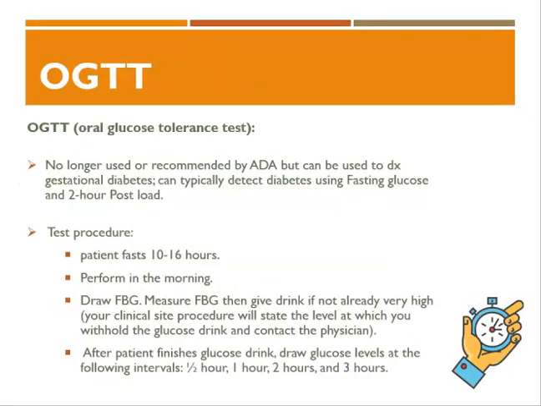Another glucose test is the oral glucose tolerance test. This one is no longer used or recommended by the ADA, but the test procedure is the patient fasts for 10 to 16 hours, so it's usually performed in the morning. The fasting blood glucose is drawn, and then the drink is given if the glucose is not already high. The patient finishes the drink, and then a glucose level is drawn at the following intervals: a half an hour, 1 hour, 2 hours, and 3 hours.